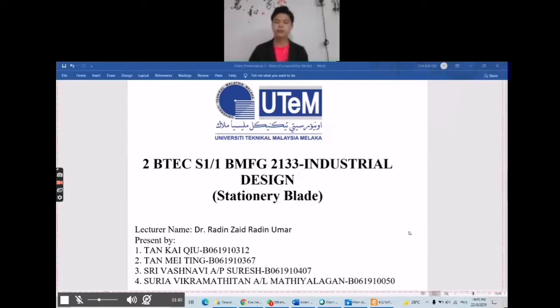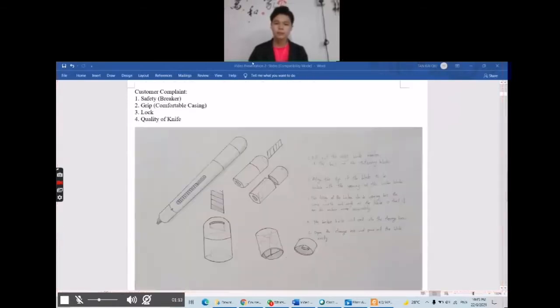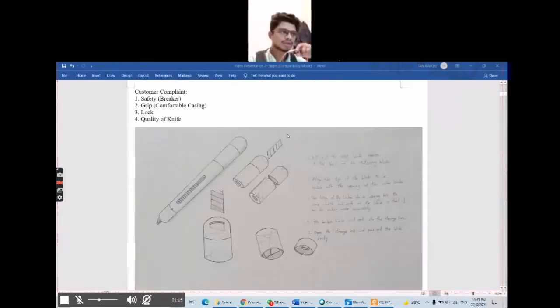Firstly, I will invite Surya to explain about the concept generation. So Surya, please. Thank you, Tan Kai Chiu. In the initial concept generation, we used the brainstorming technique to solve the problems we collected from customer complaints. We gathered ideas from all the group members by sketching 10 initial concepts of cutter blade with various designs.